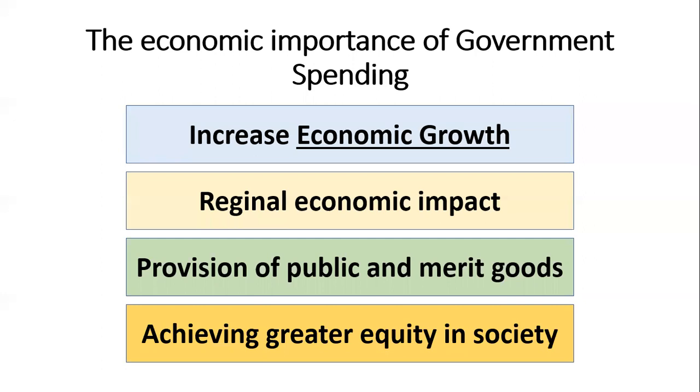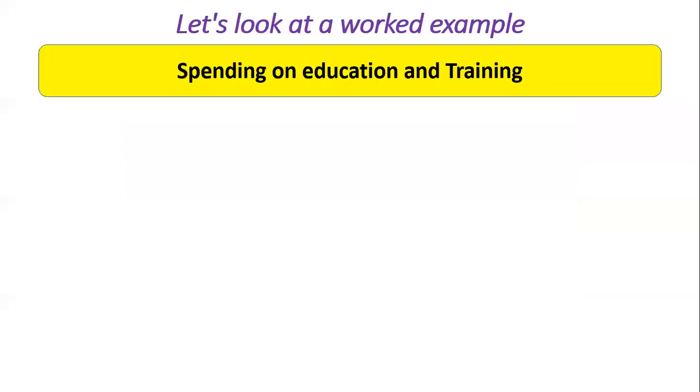So governments will look at, why is it important? It's ultimately important because government spending brings about economic growth, the ultimate achievement of that first main objective. So let's have a look at a worked example. What I'm going to do here is talk you through almost like a logical chain of reasoning, a chain of analysis.